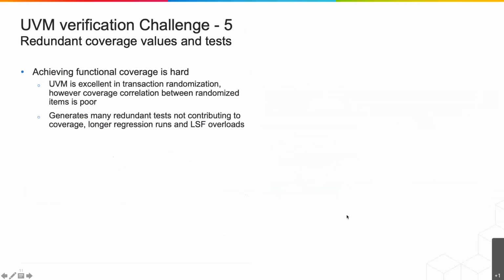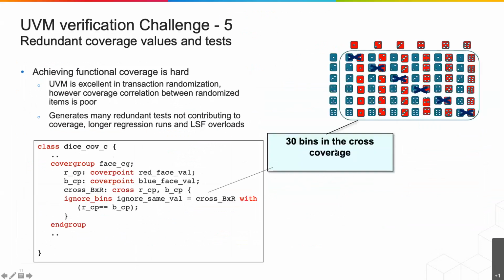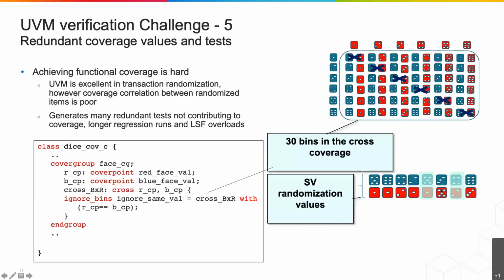The last challenge is about redundant coverage. UVM is excellent in randomization. However, there's no correlation between the items. So what this means is, in order to create a coverage of a 30 bins cross coverage, you create more items where some items are redundant.